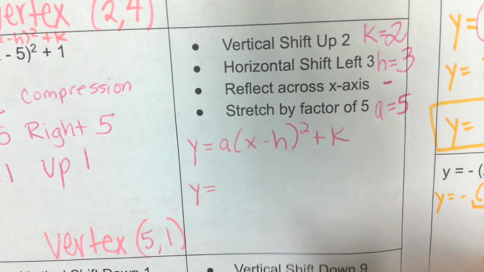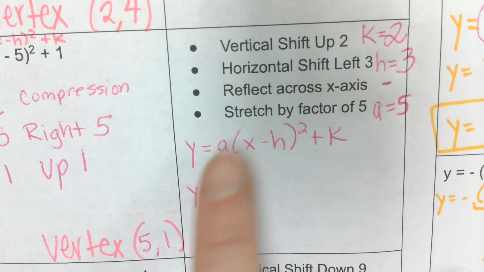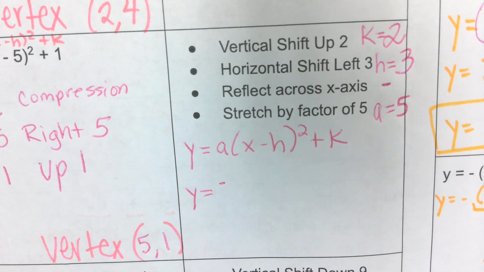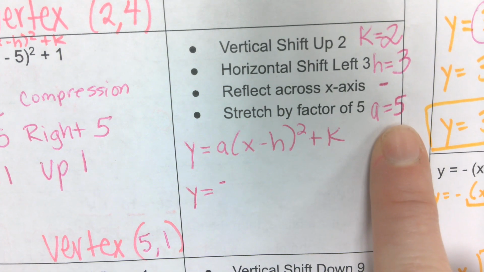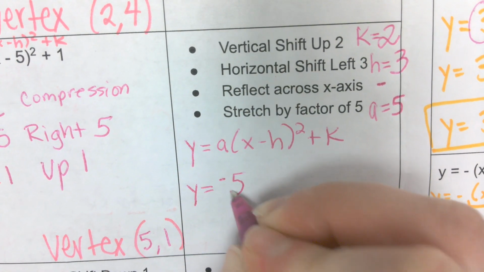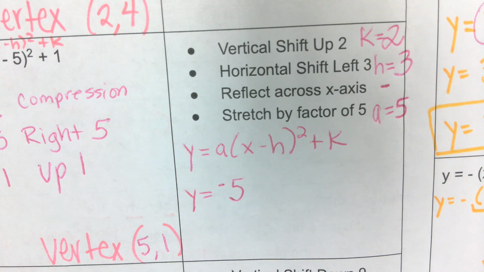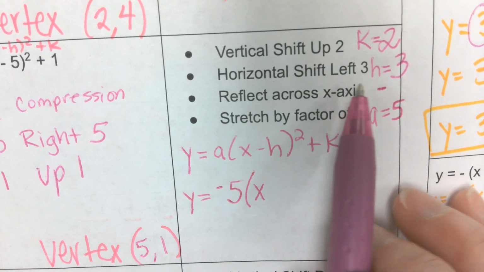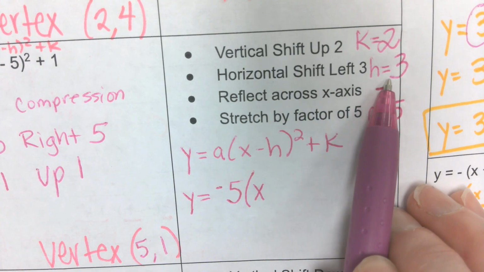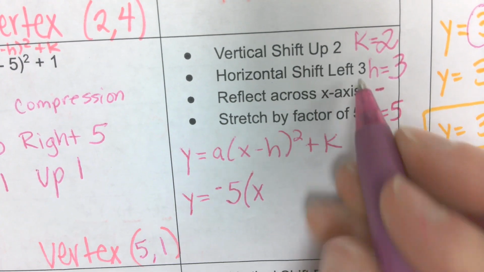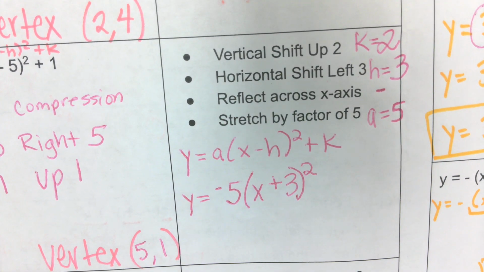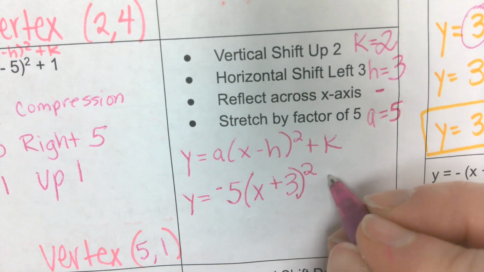So we know it's a reflection, so it's going to be y equals negative. And then we know A is 5 because it stretches by a factor of 5. Parentheses x, and then minus h. Because it says h is 3, it goes left, it does the opposite, so it's going to be plus 3 squared. And then vertically shifts up 2.